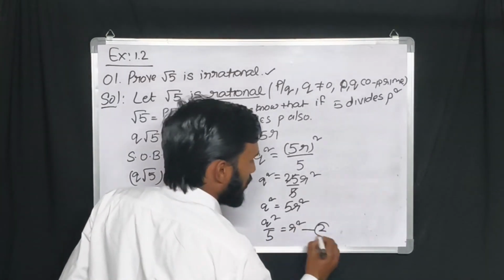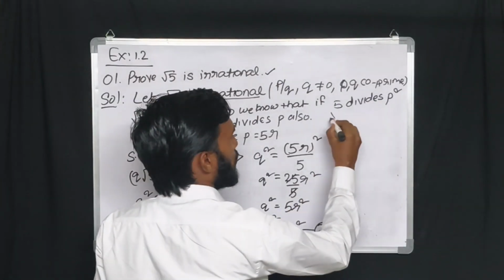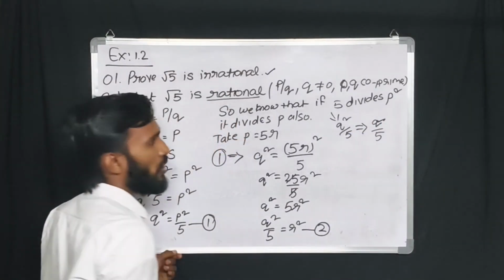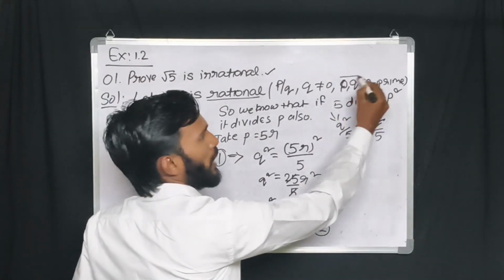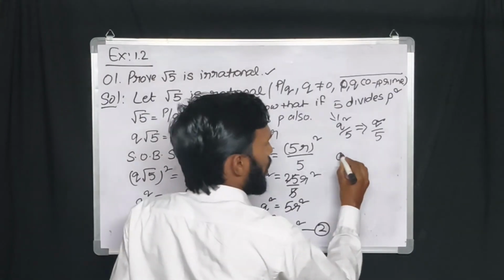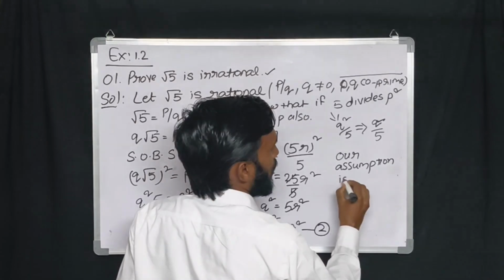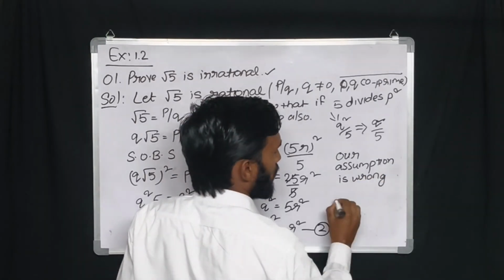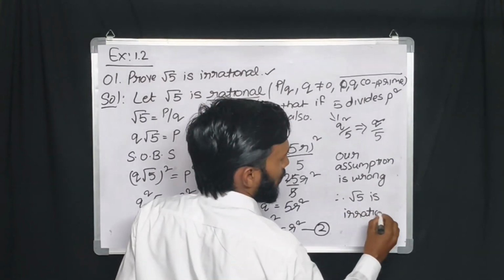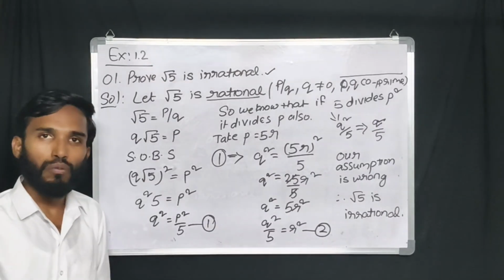Here clearly, this is the second equation. 5 divides q square. If it divides q square, it should divide q also. So we started with p and q as co-primes, but here 5 is dividing both q and p. So our assumption is wrong. Therefore root 5 is irrational. So this is the exercise 1.2 first problem.